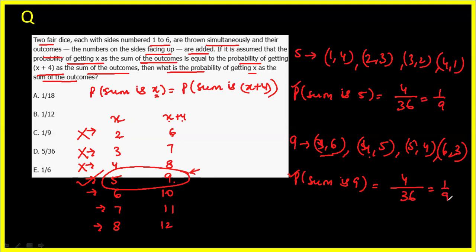In both the cases, the question was, what is the probability that the sum is x? We found x as 5. So the probability of getting the sum as x, or 5, in this case is 1 upon 9. That is our correct answer. Option C is correct.